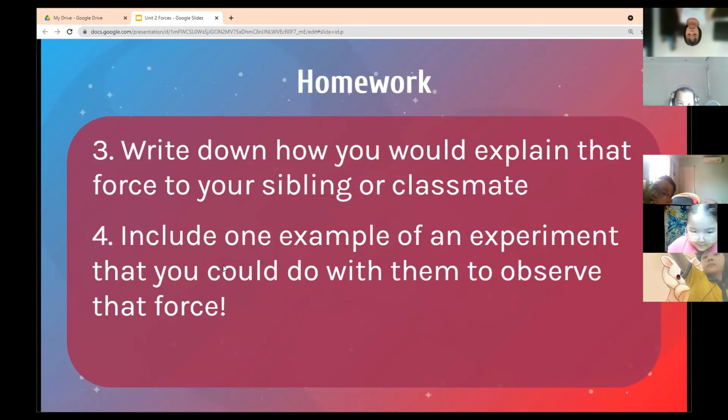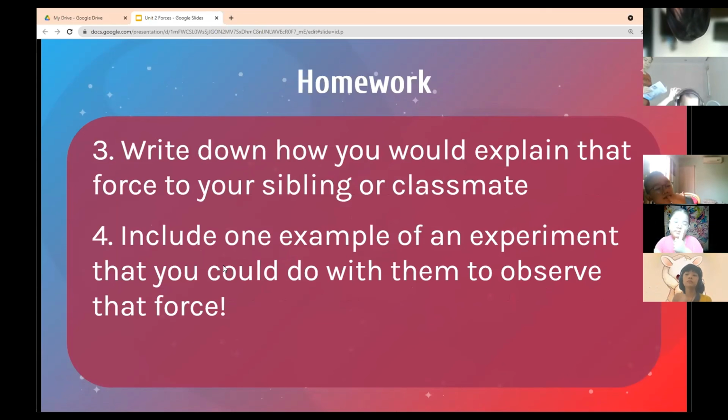And then 3, write down how you would explain that force to your sibling or classmate. So write down how you would explain magnetism, or electricity, or static electricity. Explain the force, how it works, okay? You could talk about the objects repelling, attracting. You're going to have to write down a few sentences to explain, okay? Make sure you explain.